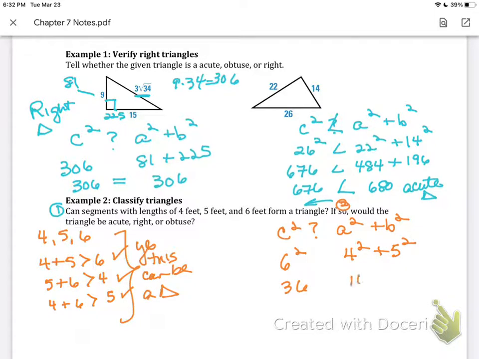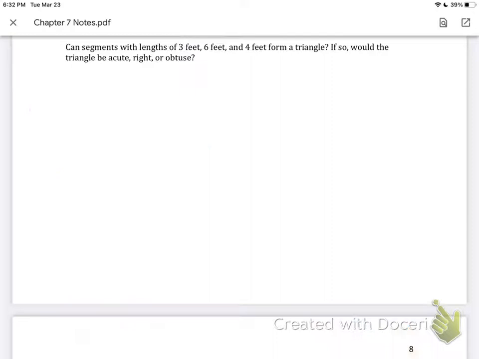6 squared is 36. 4 squared is 16. 5 squared is 25. Add those together. That's 1, 2, 3, 41. And 36. 36 is less than 41. So you can put less thans the whole way up. And look, when you get up here, you are pointing towards the C. So therefore, you must have an acute triangle. Okay? So we're going to do one more just like this on the next page.